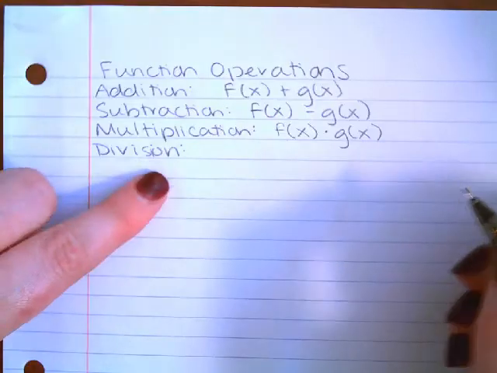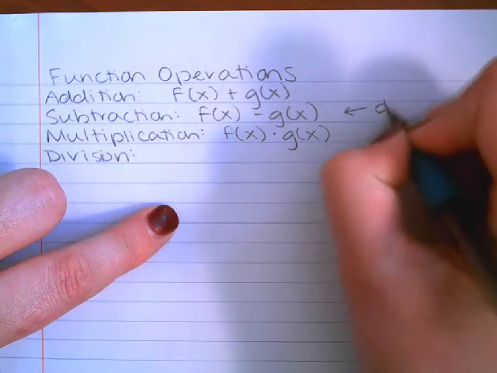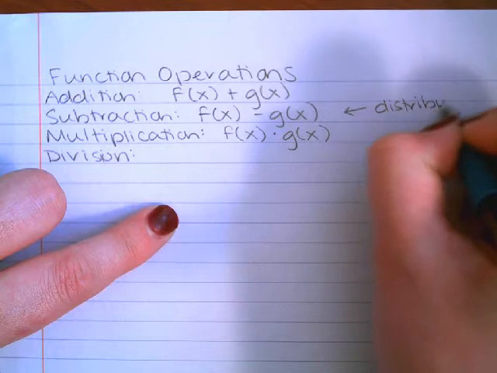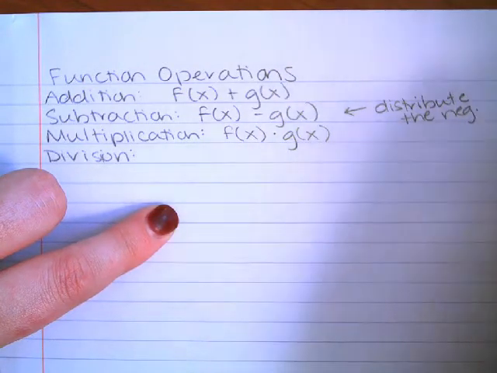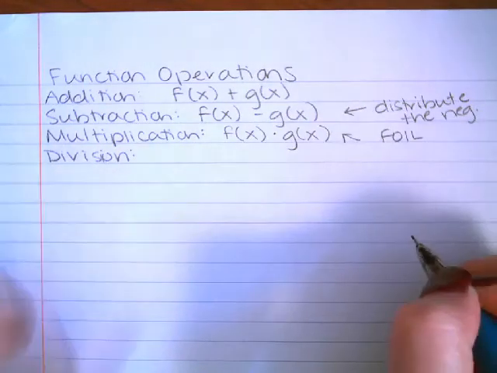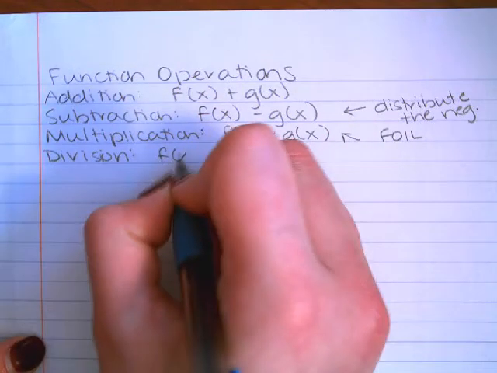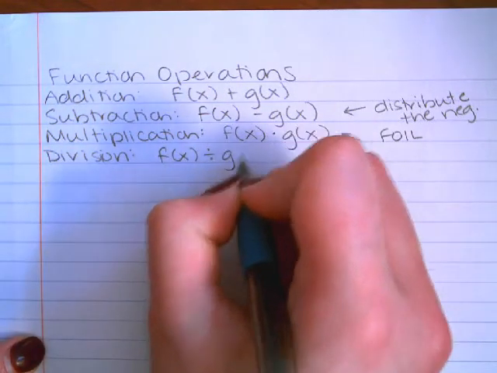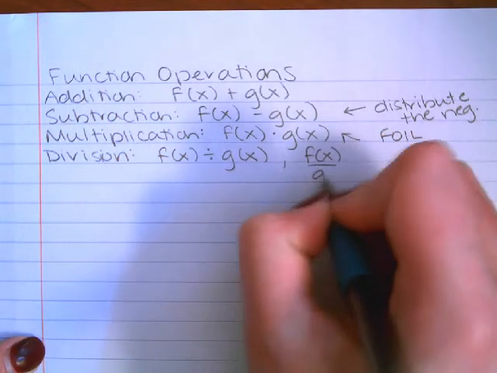In fact, I'm going to actually write little notes here. So we're going to say distribute the negative. Distribute the negative here. We're going to say FOIL. It's a good thing to remember. And then division is going to be f of x divided by g of x, or they could write it as f of x over g of x.